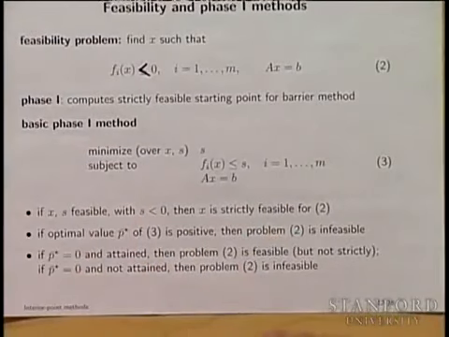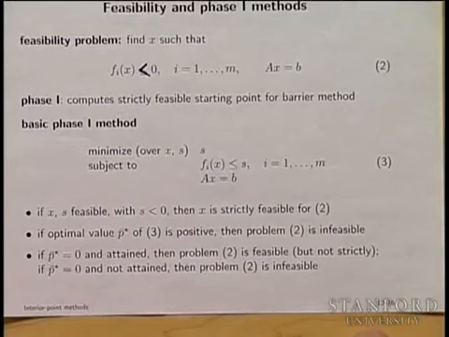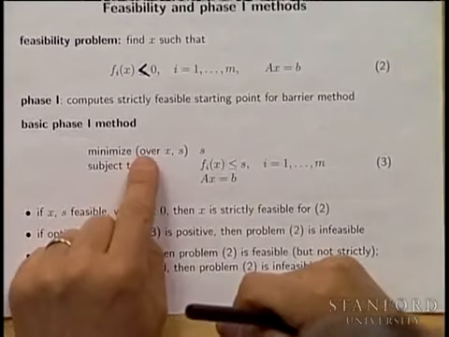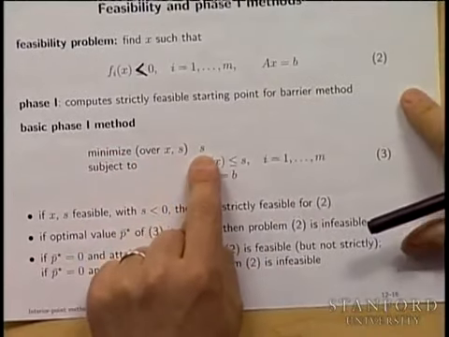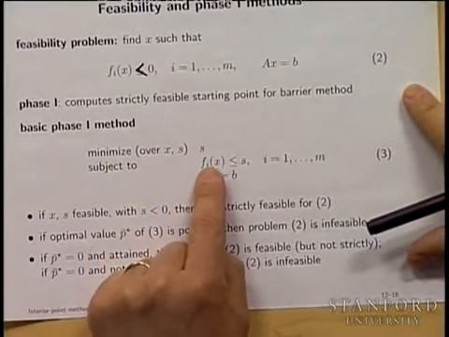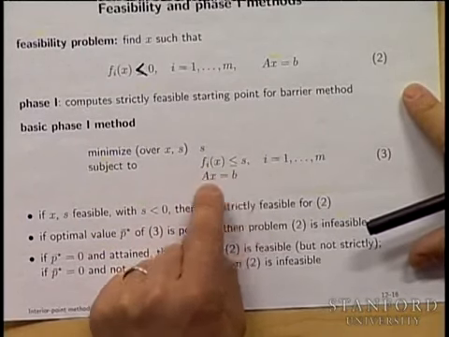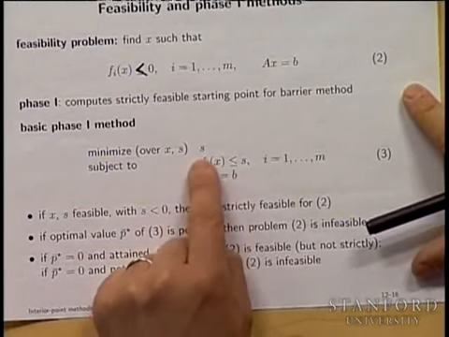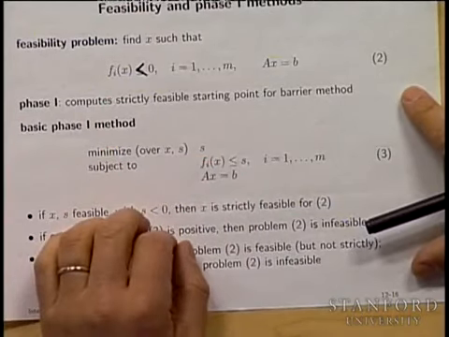The standard tricks go back to 1948 or something like that. The standard trick is to solve phase 1 by solving a similar problem. So here's what you do. You solve this problem, the most classic one. You have a new variable s, and you say fi of x is less than s, Ax equals b, and you minimize s. That's a convex problem too.